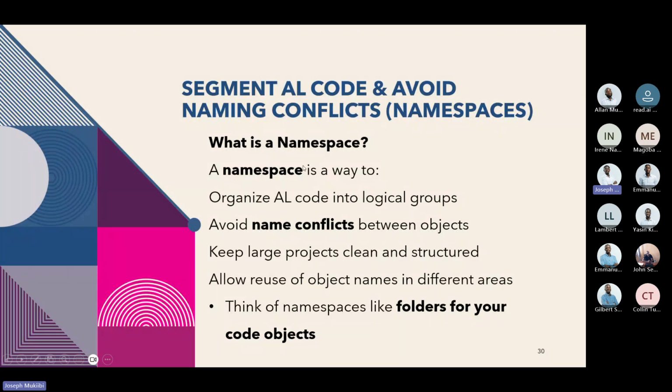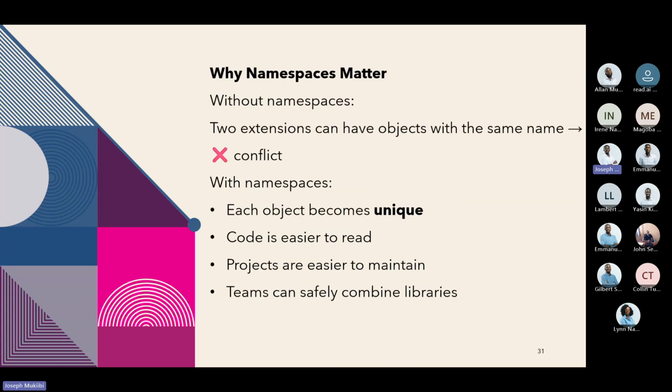So what is a namespace? A namespace is a way to organize your AL code into logical groups, avoiding name conflicts between objects, keeping large projects clean and structured, and allowing use of object names in different areas. Think of a namespace like a folder for your code objects. Let's go to the next slide for more explanation of why namespaces matter.